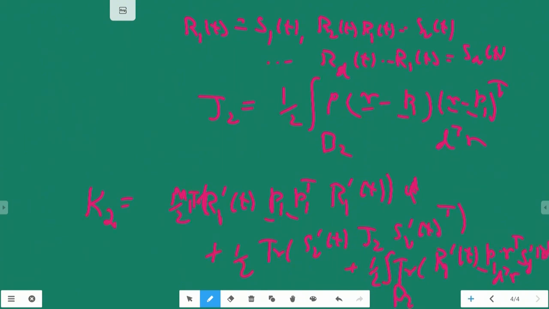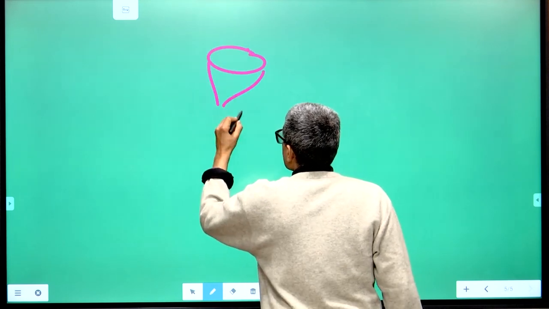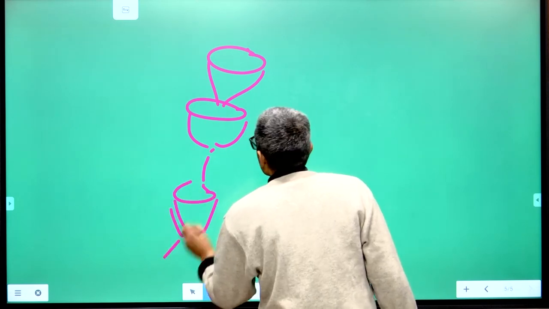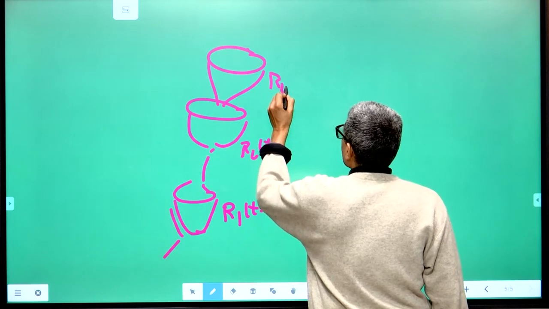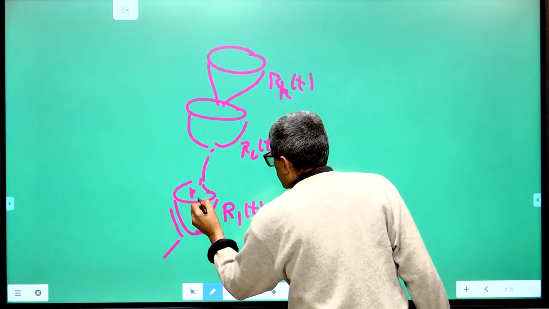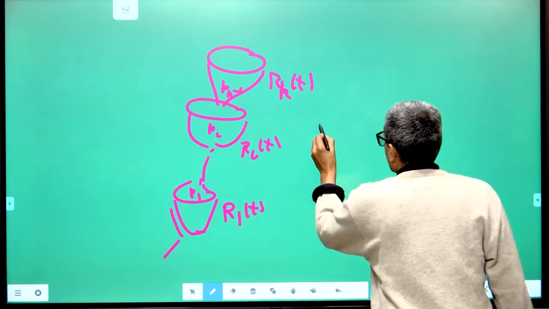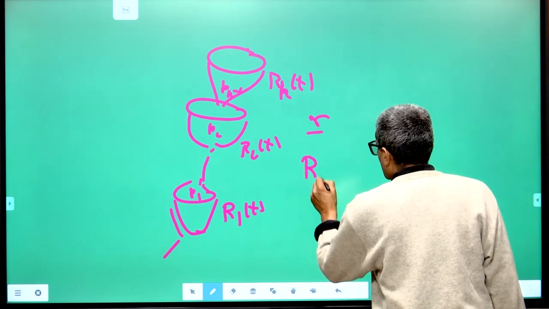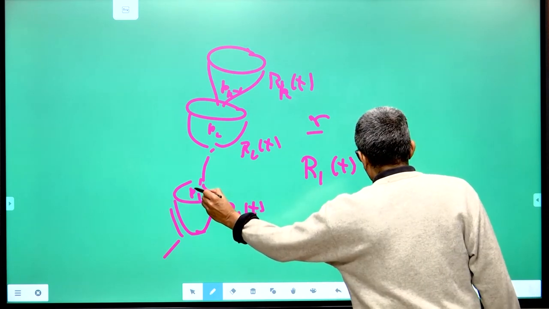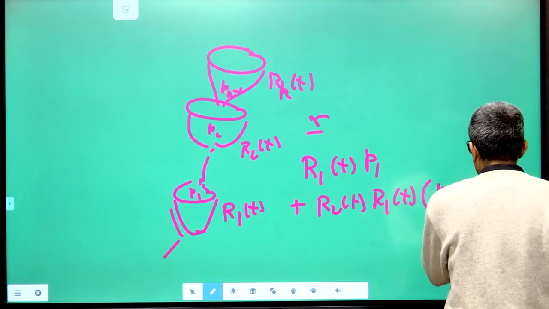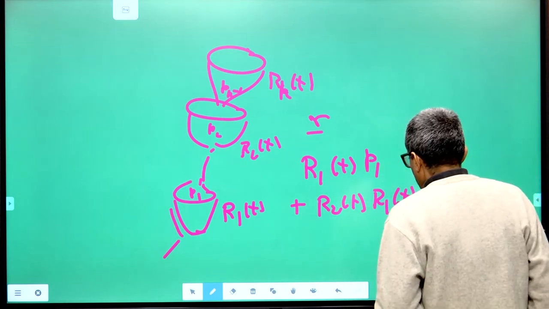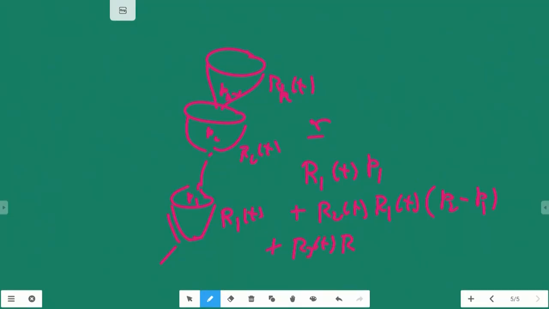So if you add like this the kinetic energy of all the links, what is the kinetic energy of the kth link? The kth link is located at this point. So it undergoes a rotation RKT relative to the K minus 1th link. This undergoes a rotation R1T, this undergoes a rotation R2T, and so on. I denote the pivotal points by P1, P2, etc., up to PK minus 1. So any point R on the kth link at time t equal to 0, after time t will go to R1T acting on P1, that is where P1 has gone, plus R2T, R1T acting on P2 minus P1, plus R3T, R2T, R1T acting on P3 minus P2, etc.